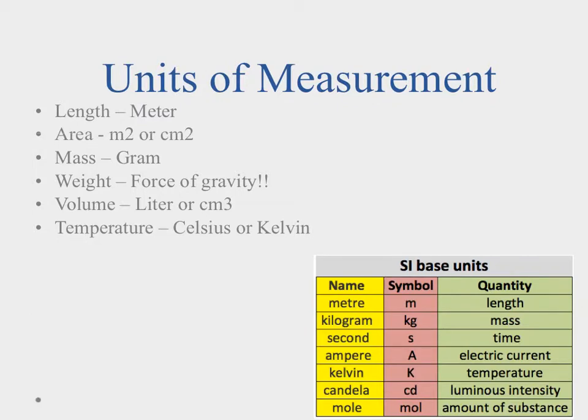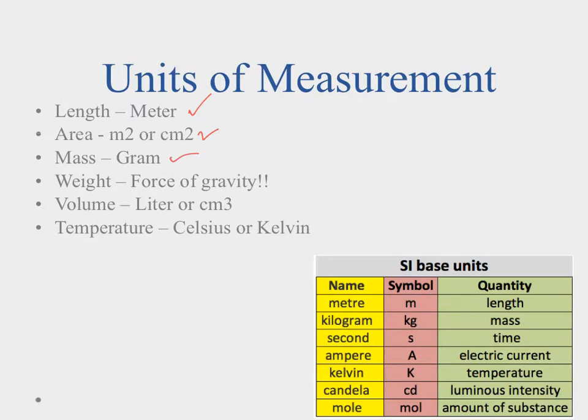Now, sticking with the metric system or the SI system, we have our base units of measurement. In science, these are the reasons we use them. It's simple, like we mentioned, there's only one of them there. So for length, we have the meter, okay? For area, we have the meter squared or the centimeter squared, depending upon the size of the object that we're measuring the area for. For mass, we use grams.